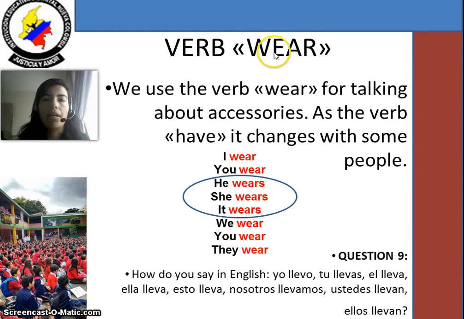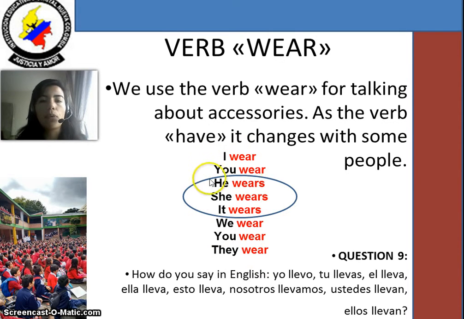Verb wear. Aquí tenemos el otro verbo, que es llevar o usar. We use the verb wear for talking about accessories. Utilizamos el verbo wear para hablar de accesorios. As the verb have, it changes with some people. Como el verbo have, este cambia con las mismas personas.